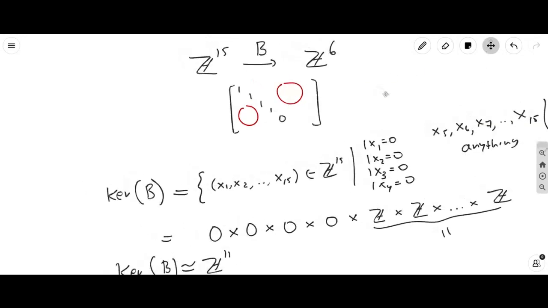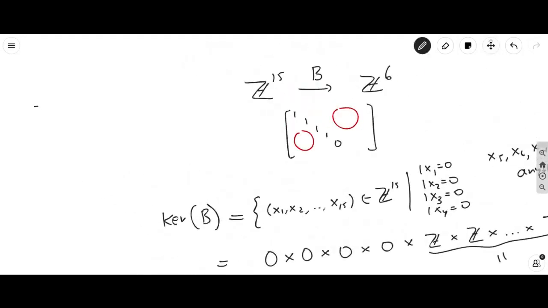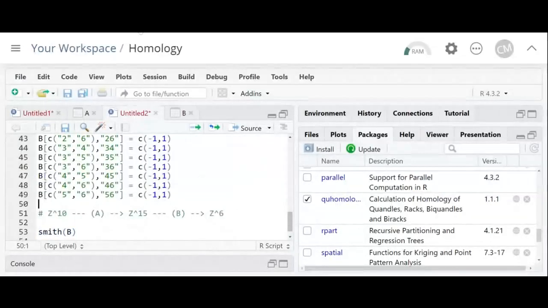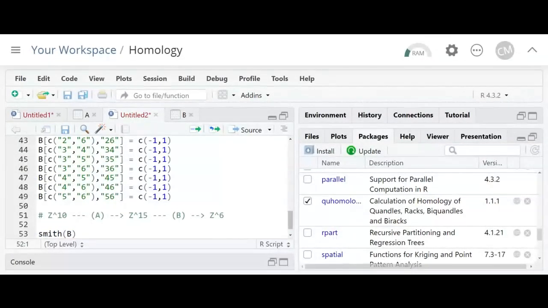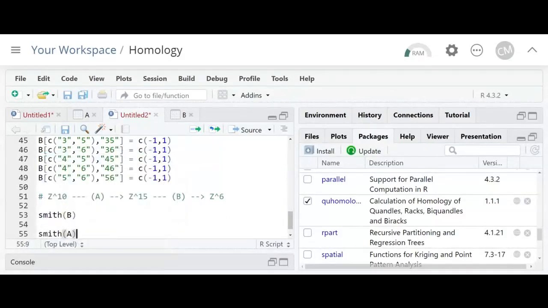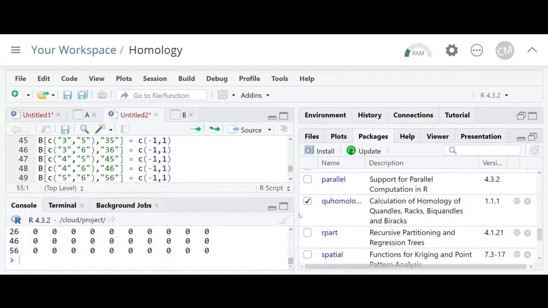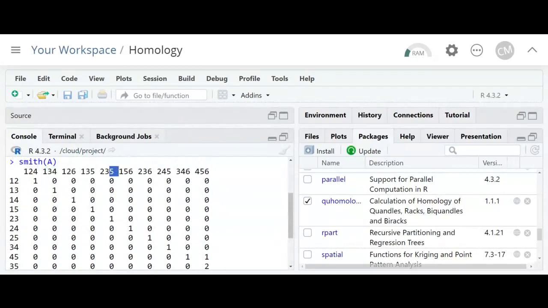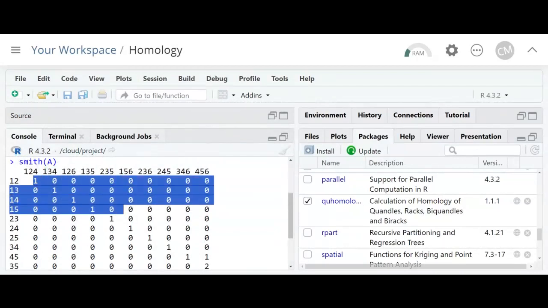Now, what do we do with the other one? The other one goes from Z10, this is matrix A, to Z15. To calculate what that is, we're going to use the Smith normal form. So let's go back to the computer and ask it to calculate for us. In this script window, you're going to type Smith A, and then you execute the command, and it will show you an answer. These are all of the rows, these are all the columns, and you notice you have ones everywhere.